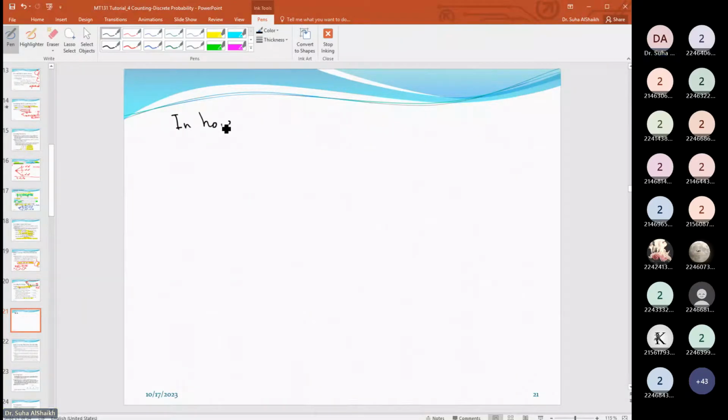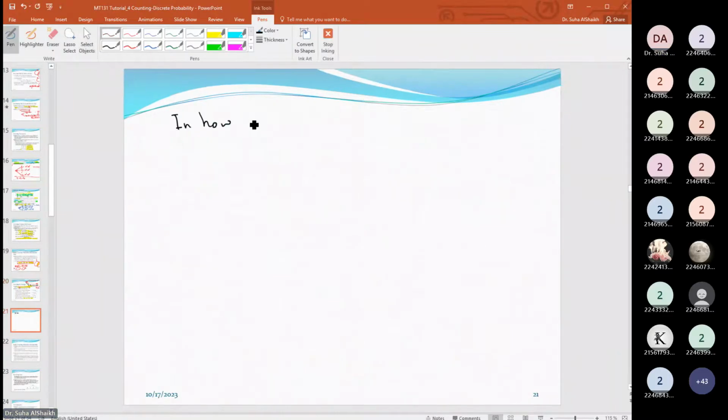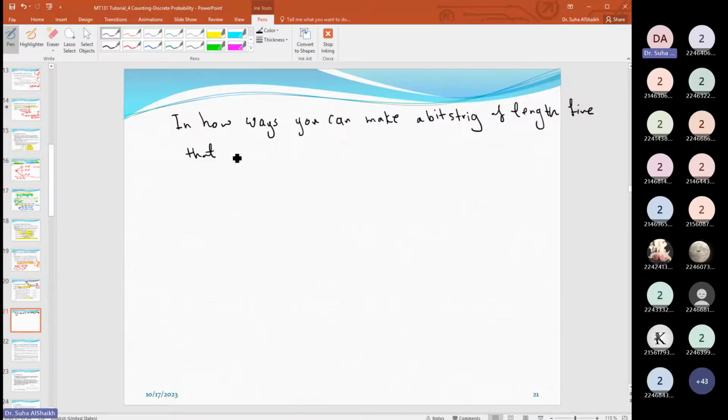Let's have this example. In how many ways can you make a bit string of length, let's say 5, that start with 1 or start with 0.